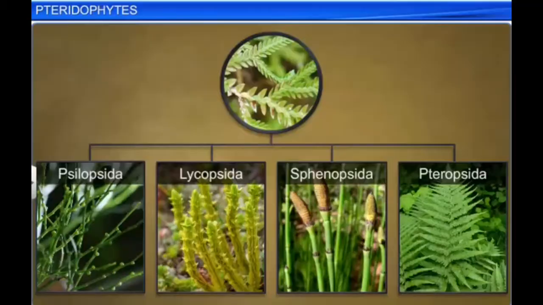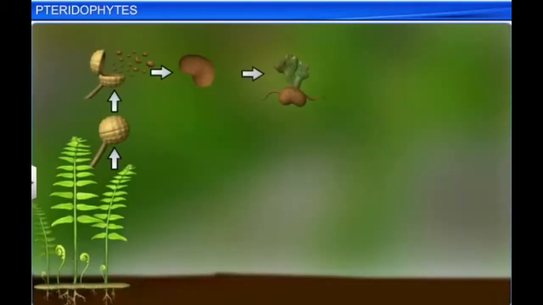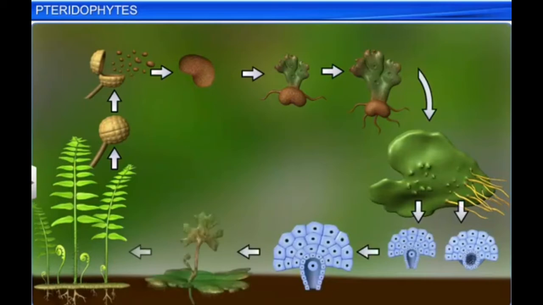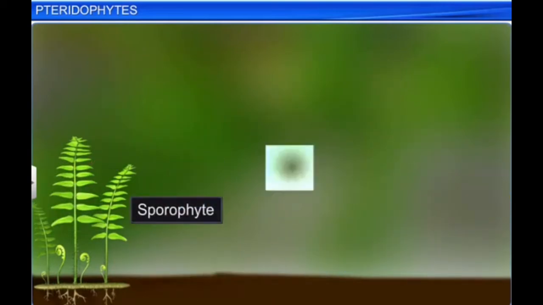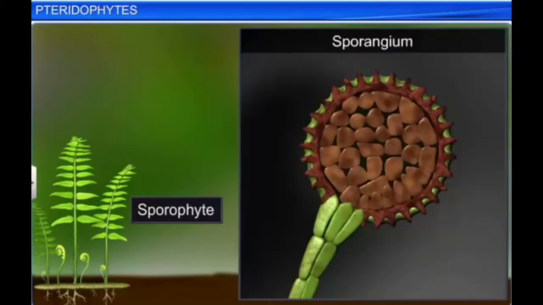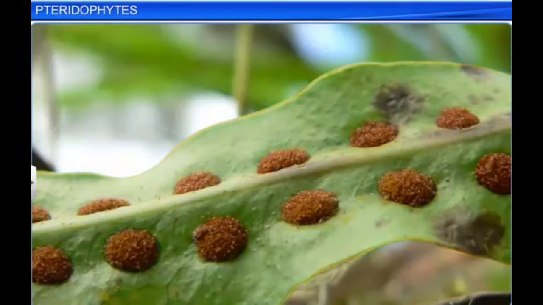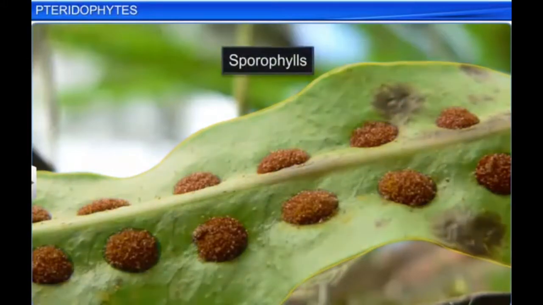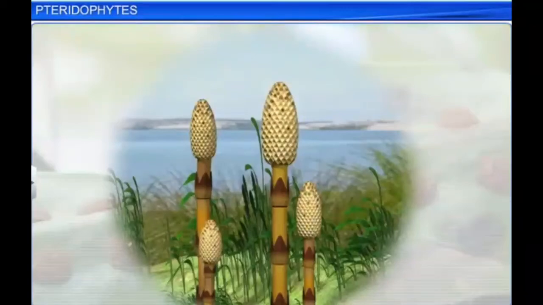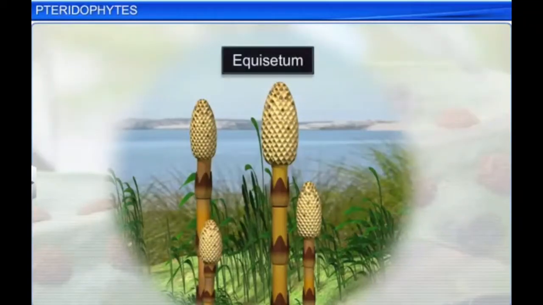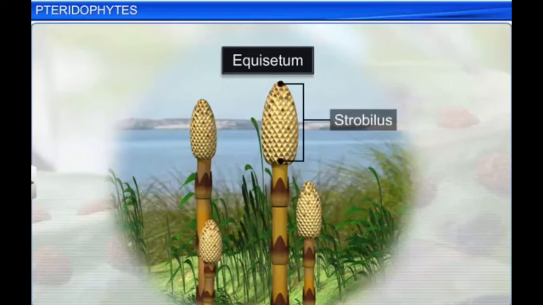So let's see. The life cycle of a pteridophyte begins when the plant body, a sporophyte, bears sporangia, which are subtended by leaf-like appendages called sporophylls. However, in some genera like Equisetum, sporophylls might form distinct and compact structures called strobili or cones.